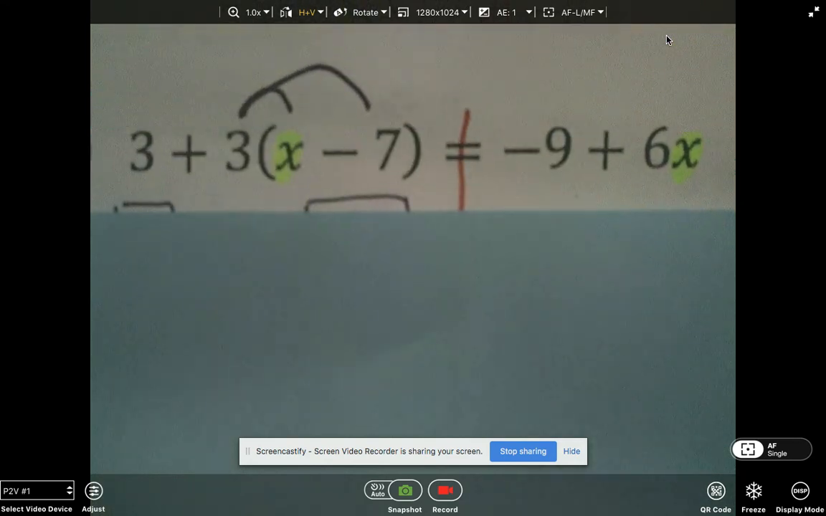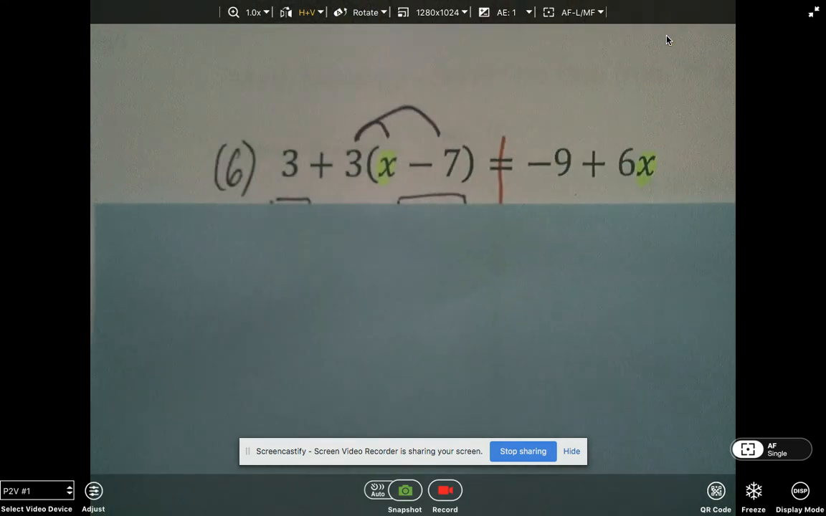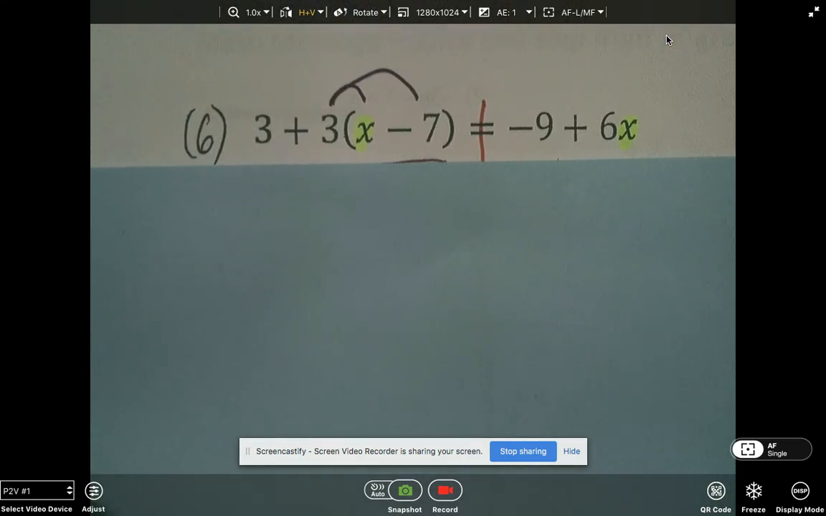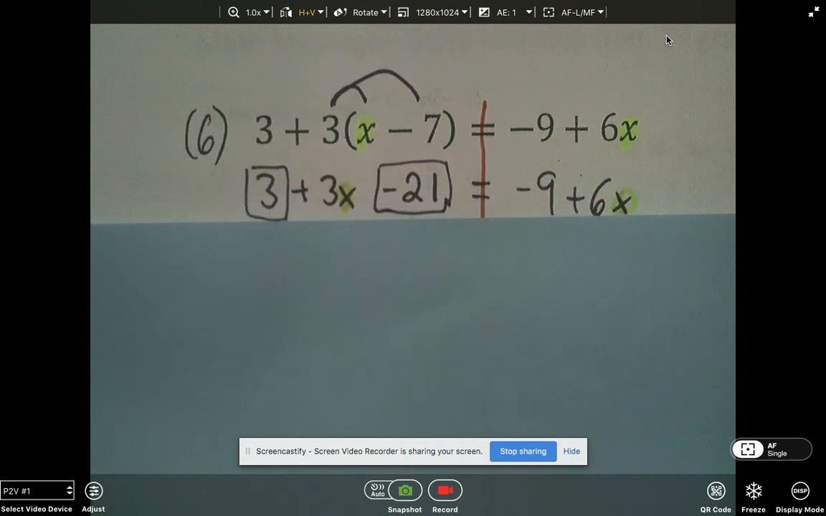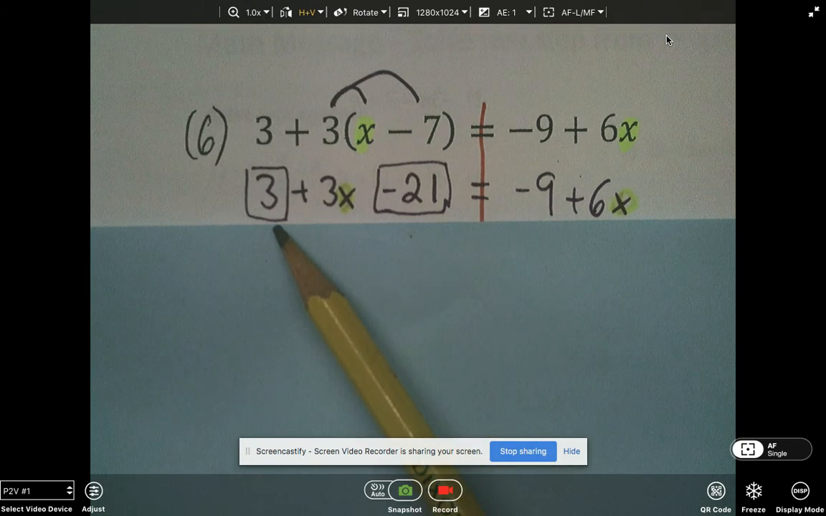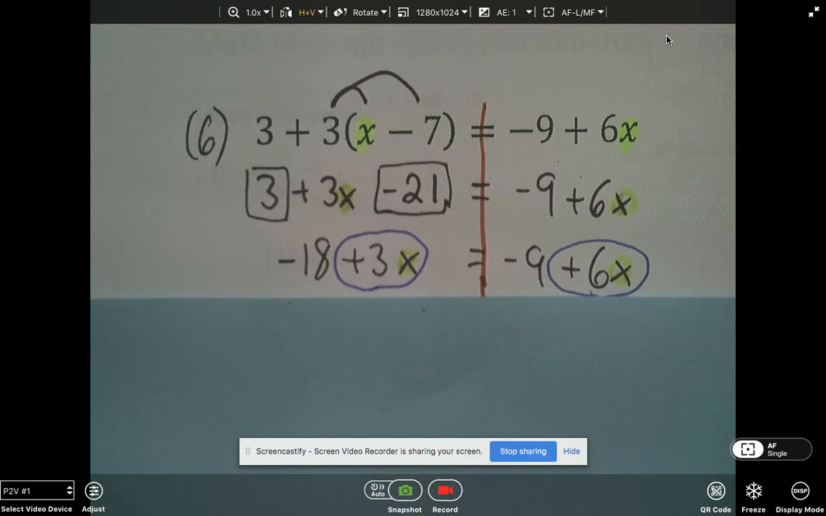These are the long ones because we're going to have to distribute and combine some like terms for these. Who wants to distribute the 3 on the left? 3x minus 21. Now notice there's no blue circles yet because on this side I still need to combine like terms. We can combine 3 and negative 21. Negative 18 plus 3x, or you could have written 3x minus 18.